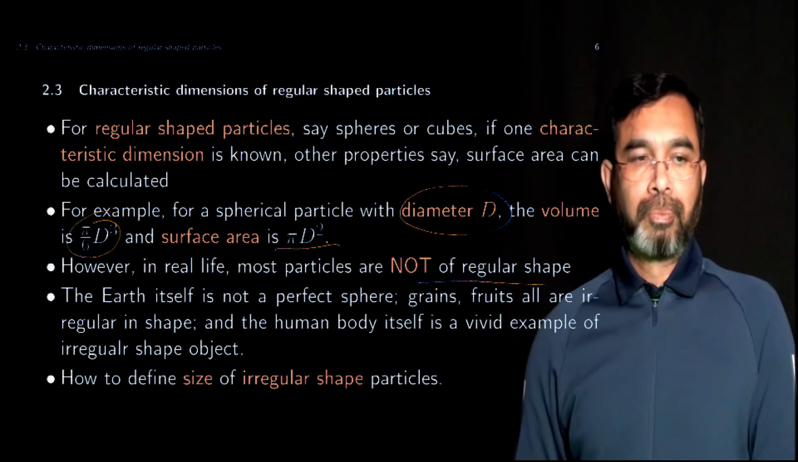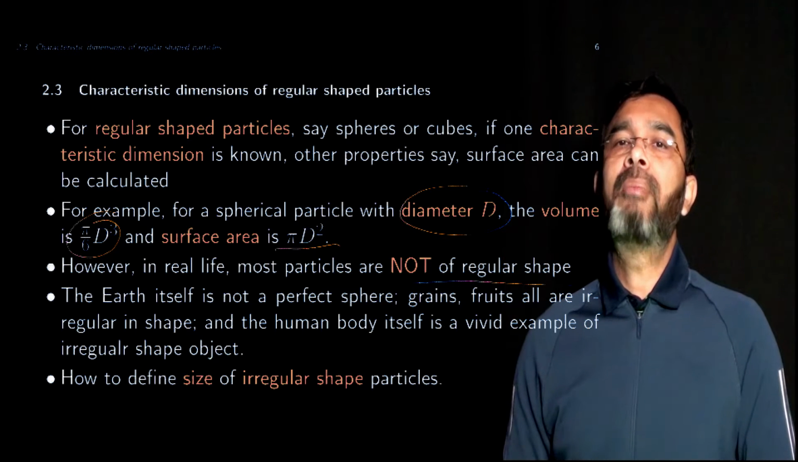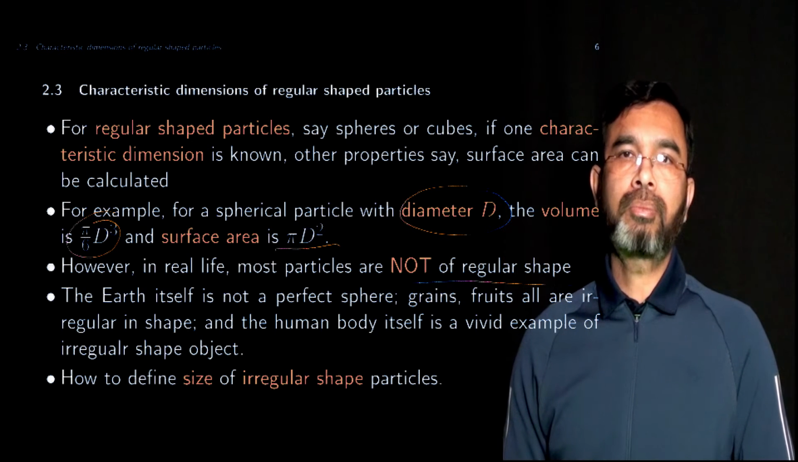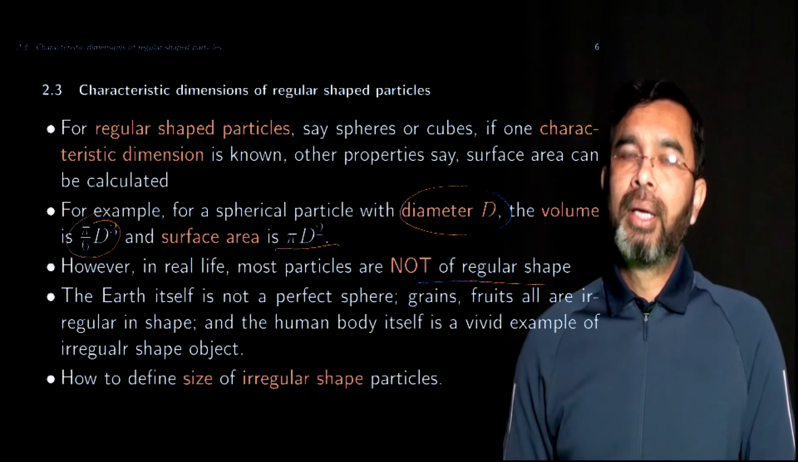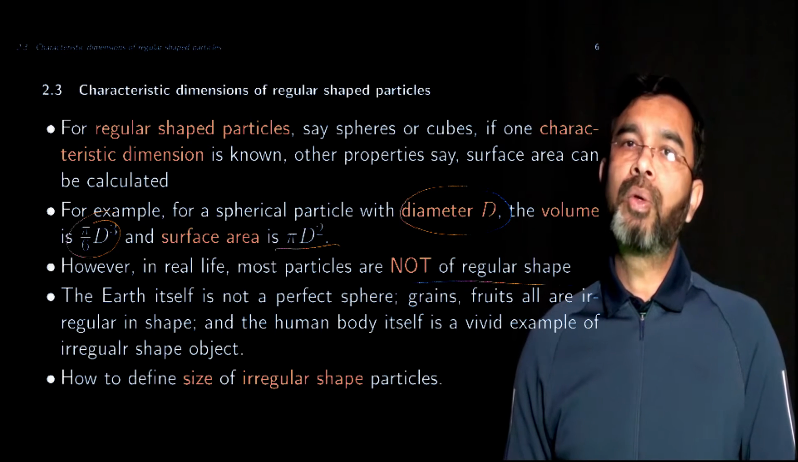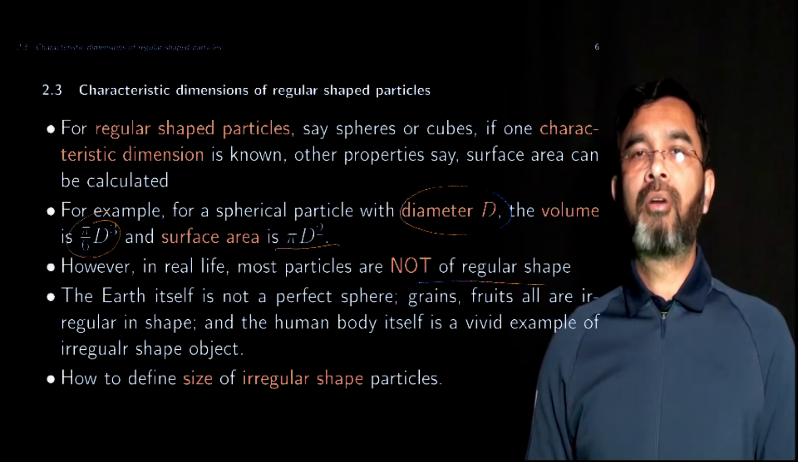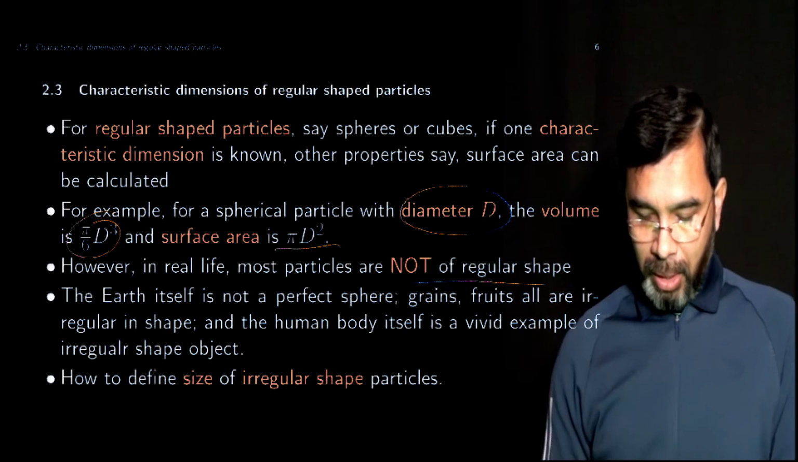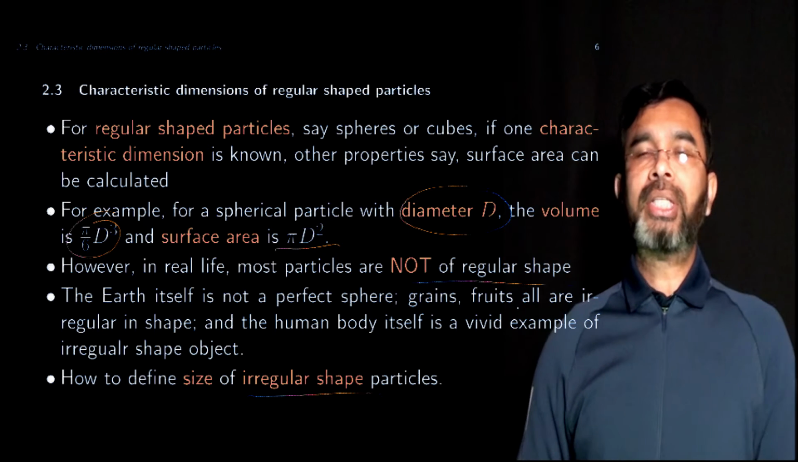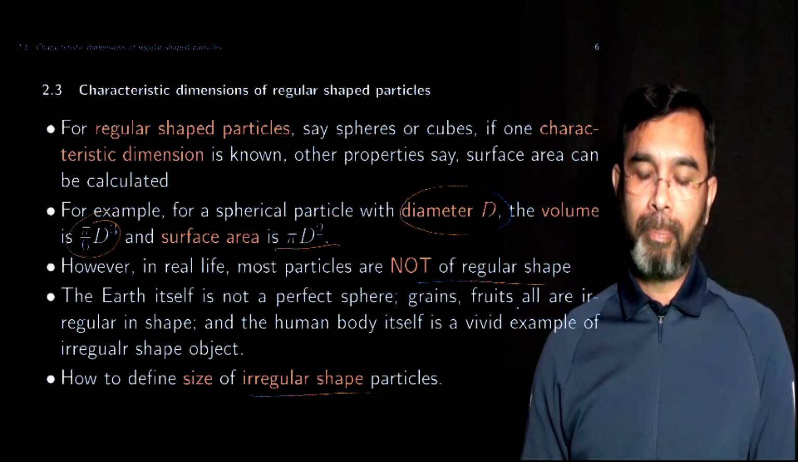So, as we said, if the particle is of a regular shape, we can define it by a particular dimension. Now, what about the case when the particle is not of a regular shape? Meaning, how do we really define the size of an apple? How do we define the size of a human head? That's the main point here: how to define the size of irregular shaped particles.